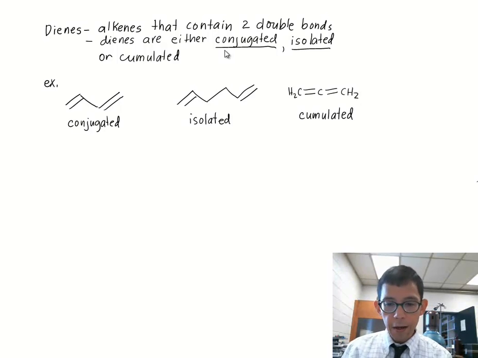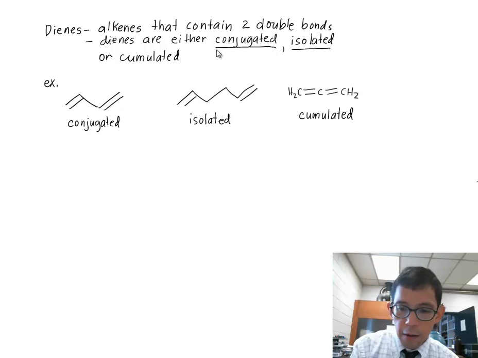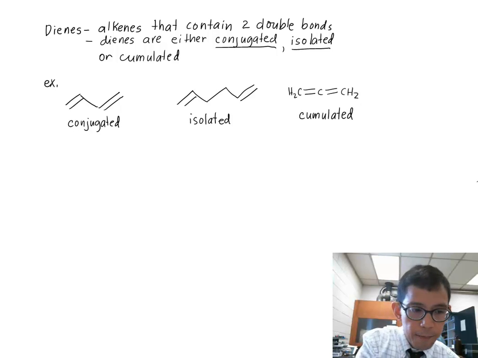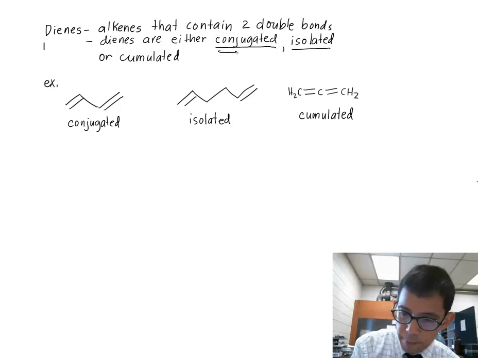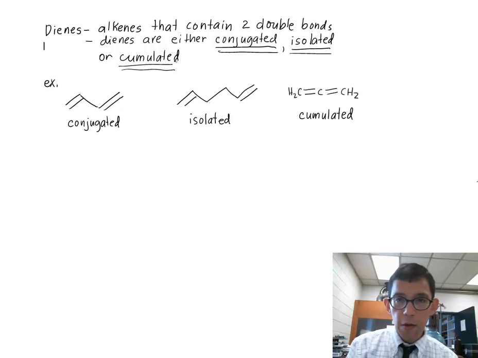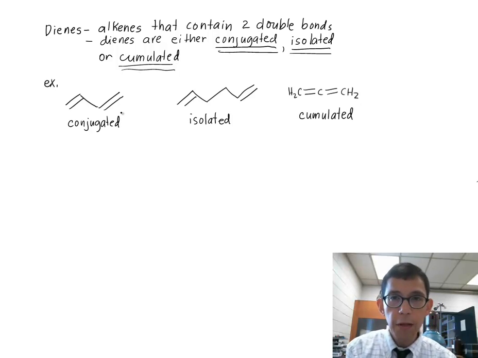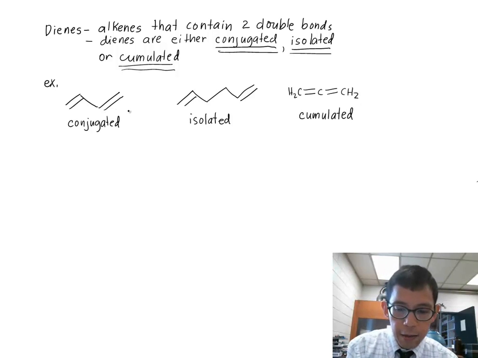Okay, so dienes are alkenes that contain two double bonds. And dienes are either conjugated, isolated, or accumulated. So this molecule, the first one on the left, is a diene because you have two double bonds, and it's conjugated because the two double bonds are separated by a single bond.